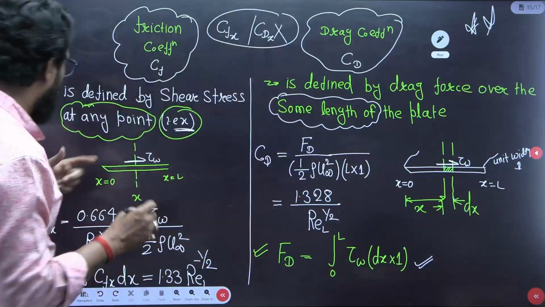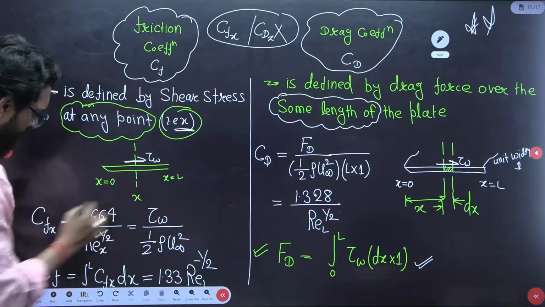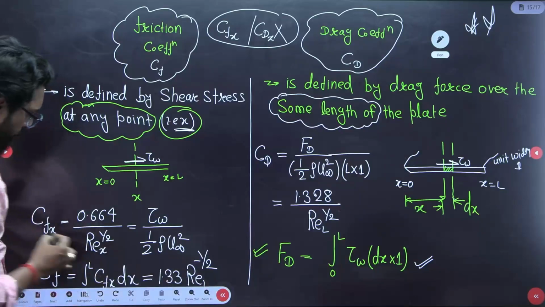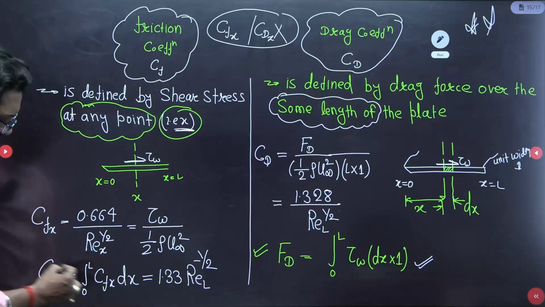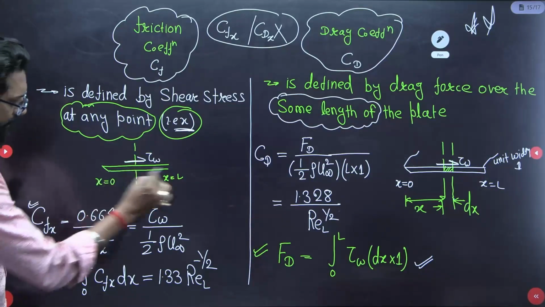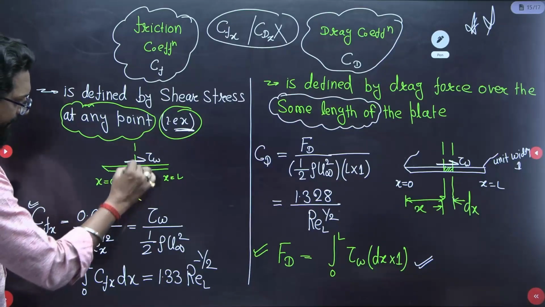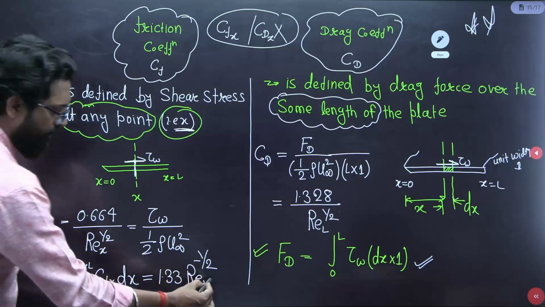Second, if there is a plate and you find at any location x from 0 to x, this is your value CFX. And what is the local CFX? Tau wall divided by dynamic pressure. First you calculate the local, then you calculate the average value. Local you calculate at any point, then you integrate: 1 by L, 0 to L CFX, then this is your value.